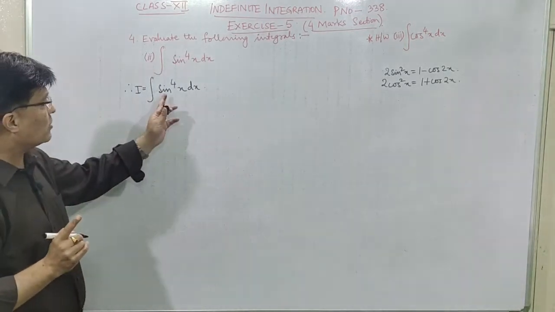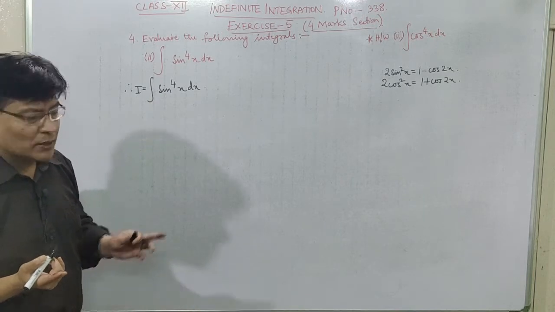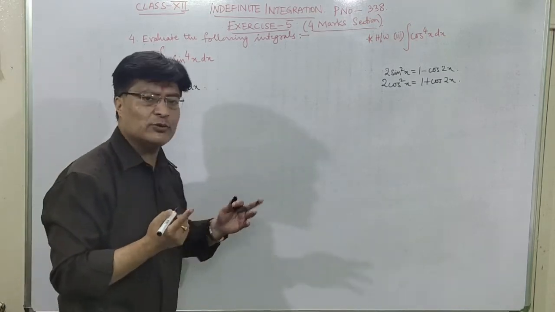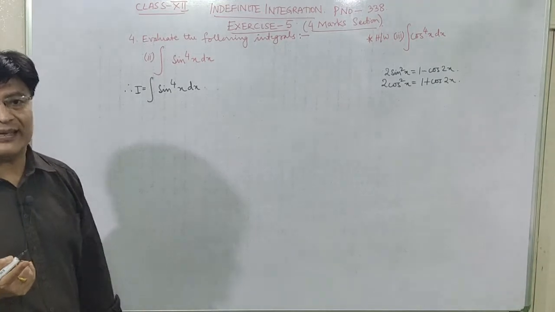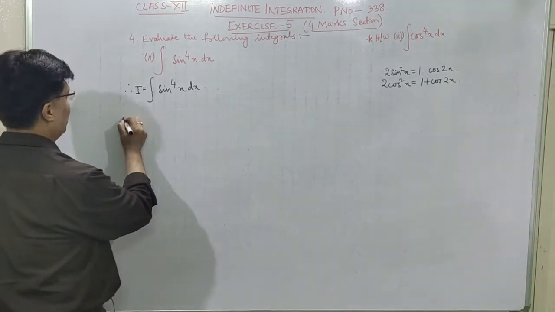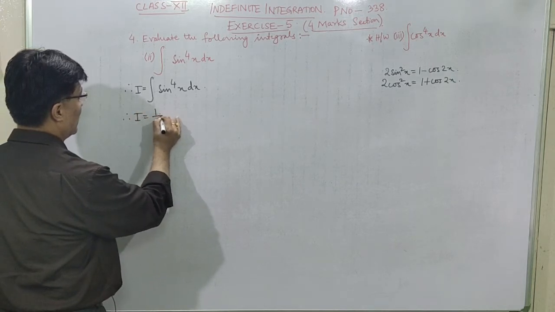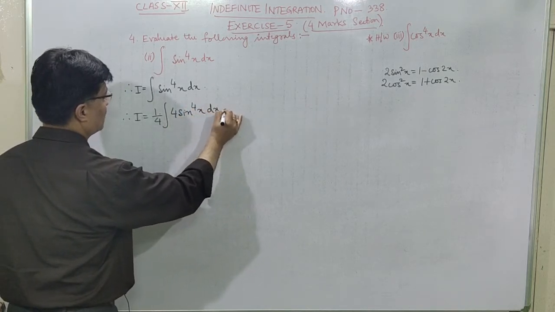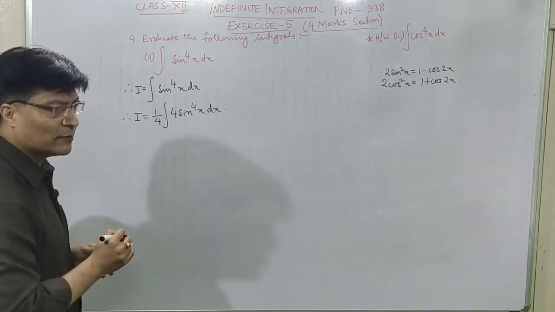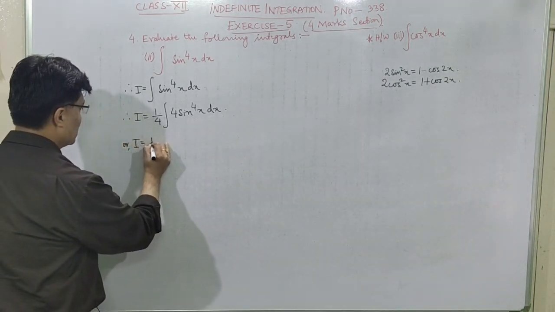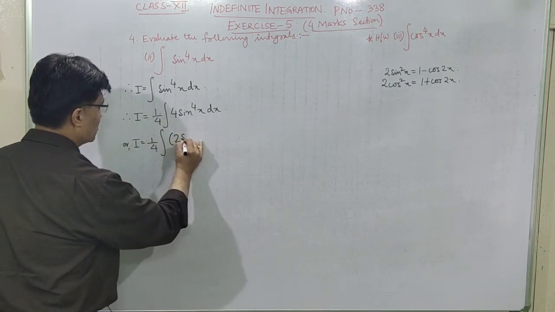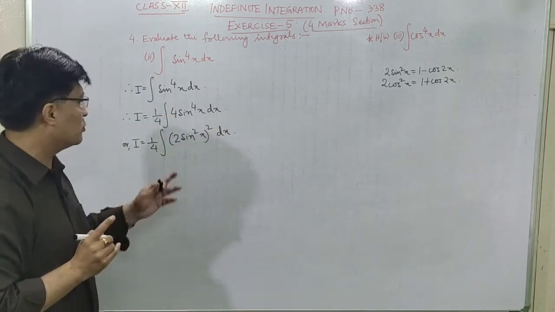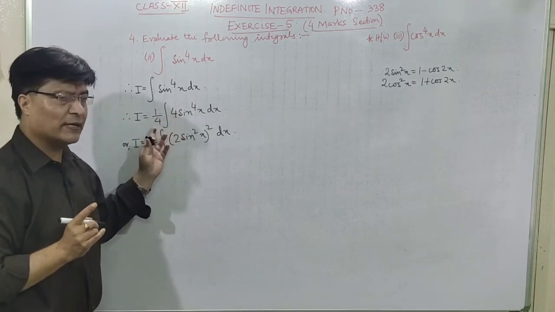Okay? If this were sin square x, we would multiply and divide by 2, but since this is sin to the power 4x, you should multiply and divide it by 4, so that you can use the formula from multiple angles, that is 2 sin square x, which is equal to 1 minus cos 2x. Therefore I is 1/4 integration of 4 sin to the power 4x dx. You can write it in terms of whole square, I is equal to 1/4 integration of 2 sin square x whole square. In order to use the formula of 2 sin square x here, we have multiplied and divided by 4.